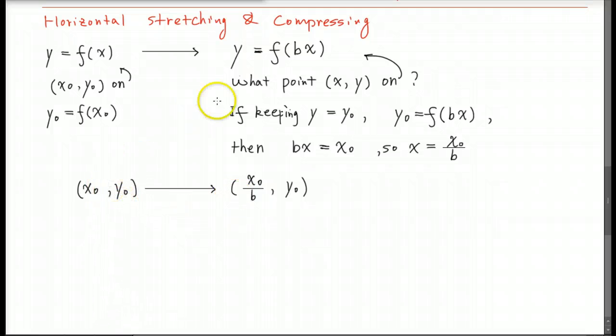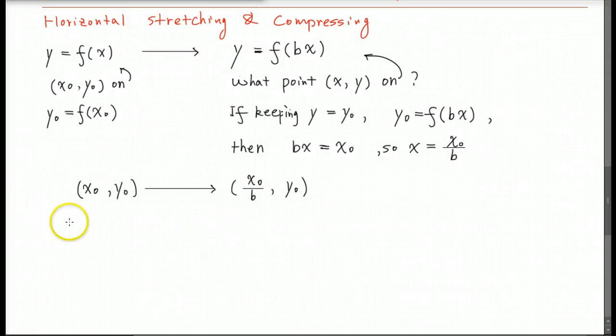Whenever you multiply the x to replace the original x, y still stays the same. So basically nothing happens vertically. The new x is going to be the original x divided by b. What happens to the new x coordinate really depends on what the b is.